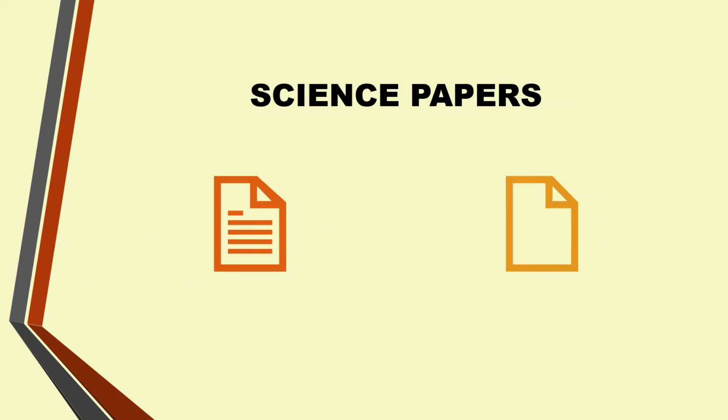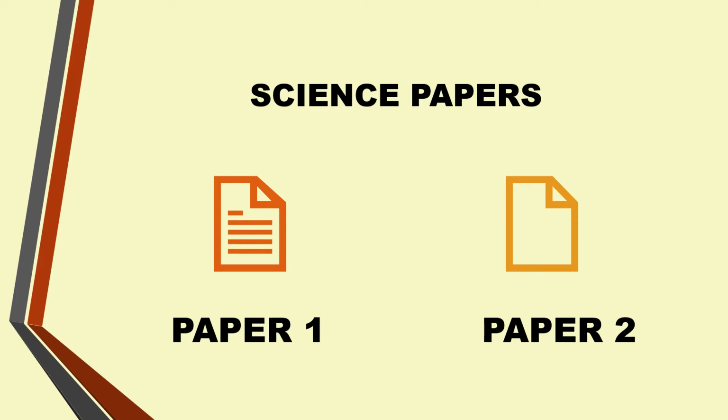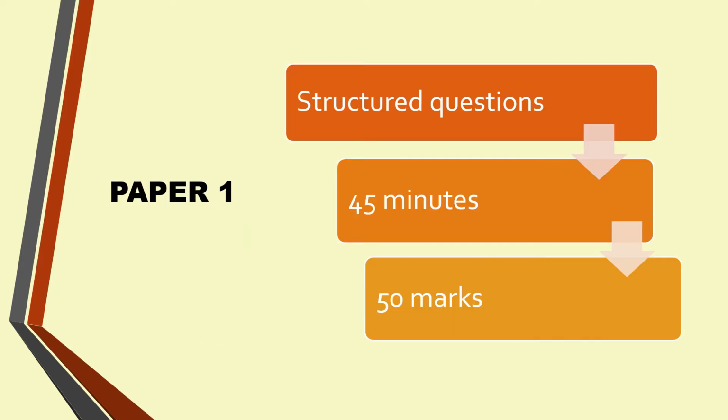There are 2 component papers for Cambridge Primary Checkpoint Science in year 6. Students will write for paper 1 and for paper 2. Students should note that paper 1 consists of structured questions and the time duration for this paper is 45 minutes and a total of 50 marks will be awarded.